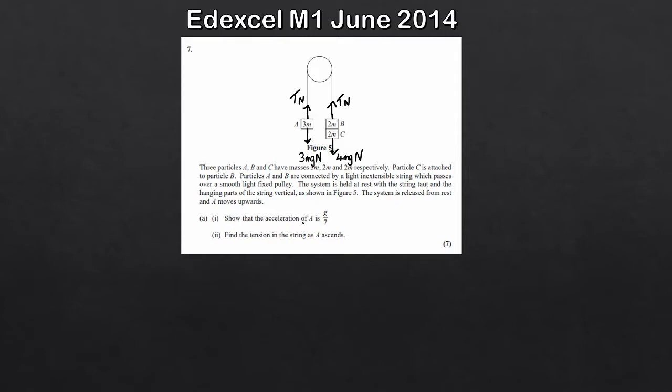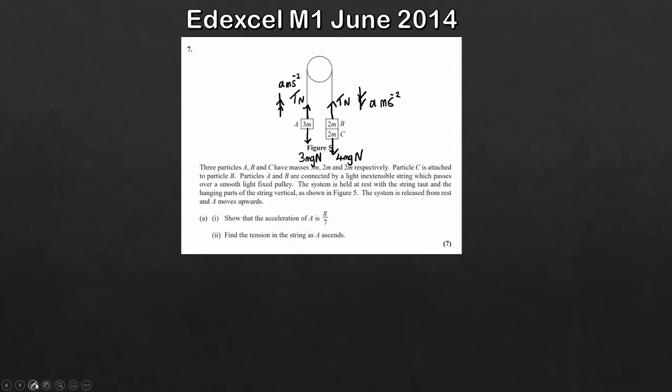So the tension is the same. If we read the question, when the system is released from rest, A moves upwards. So the acceleration here would be a meters per second squared, and if A moves upwards, then B will move downwards, also with acceleration a. The acceleration will be the same for both because the string is inextensible. So all we've got to do is show that the acceleration of A is g over 7.